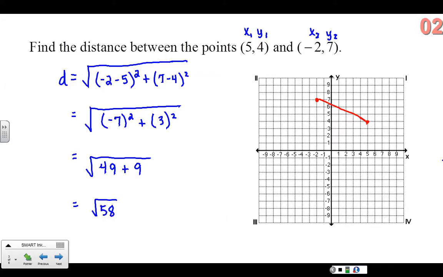Now, if you wanted an approximation of how many units that would be, you could always use a calculator to approximate the square root of 58. So it comes out to be like 7.62 units long. So this red line segment would be 7.62 of these rectangular units in length. Now, probably in the problem you're working, they will expect you to give the exact answer, which would be the square root of 58.